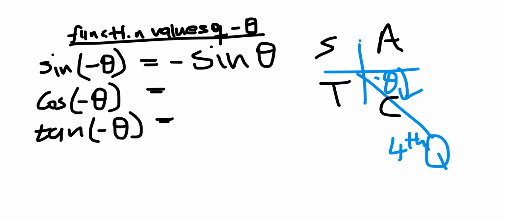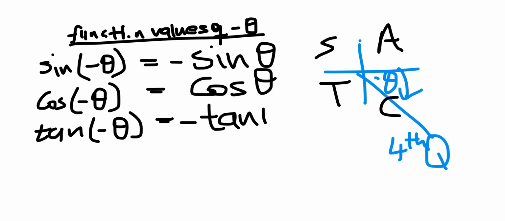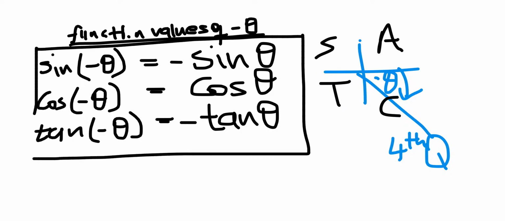What about cos? Cos in the fourth quadrant is positive. Therefore, this is positive cos of an angle. What about tan? Tan in the fourth quadrant is negative. Therefore, this is negative tan of an angle. So now you have this important information that you will use many times in this topic. But for now, just be aware of that.